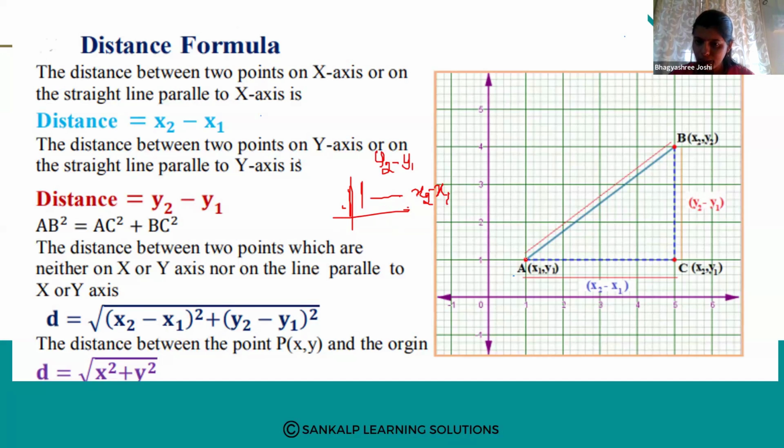See, this is the point A and this is point B. Okay, and this is C. The coordinates of A are x1, y1, and B is x2, y2, and C is x2, y2. A to B gives x2 minus x1, y2 minus y1. A to C gives x2 minus x1, y2 minus y1, right?